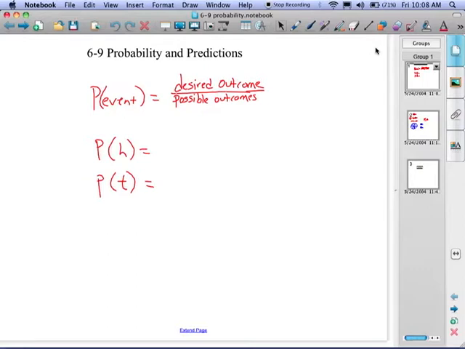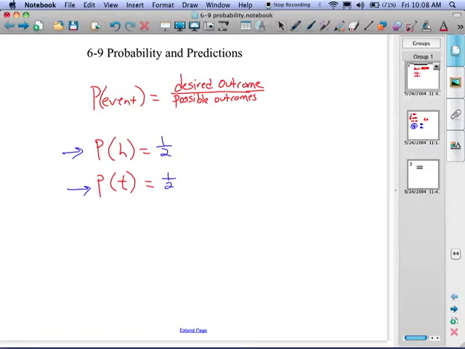So the probability of flipping a coin and getting heads is going to be 1 out of 2, because there is one desired outcome, which is heads, and there are 2 possible outcomes, heads or tails. The probability of flipping tails is going to be 1 out of 2 as well.